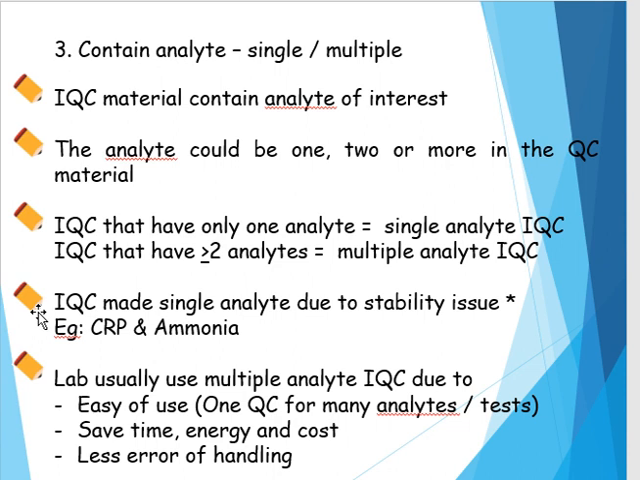Okay, IQC that is made single analyte is due to stability issues. Examples are CRP and ammonia. Because if the analyte of interest is mixed with another analyte, there will be a reaction that can deteriorate the analyte of interest. However, labs usually use multiple analyte QC due to ease of use. Of course, because with one QC, in one run we can test many analytes or many tests. It saves time, energy and cost and there is less handling error. So we prefer to use multiple analyte IQC where possible.